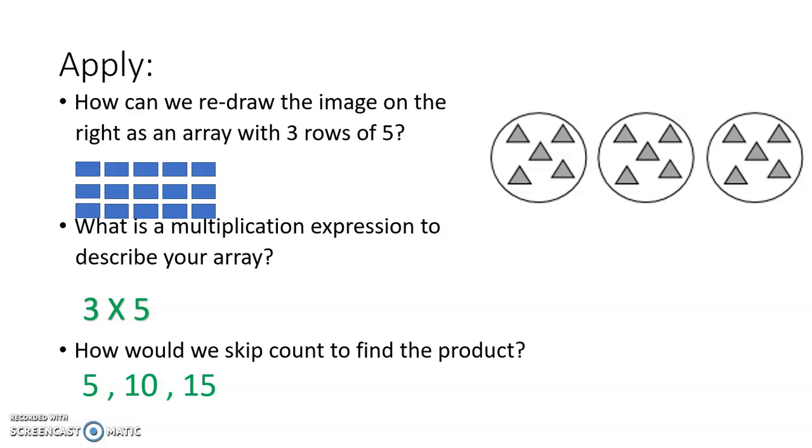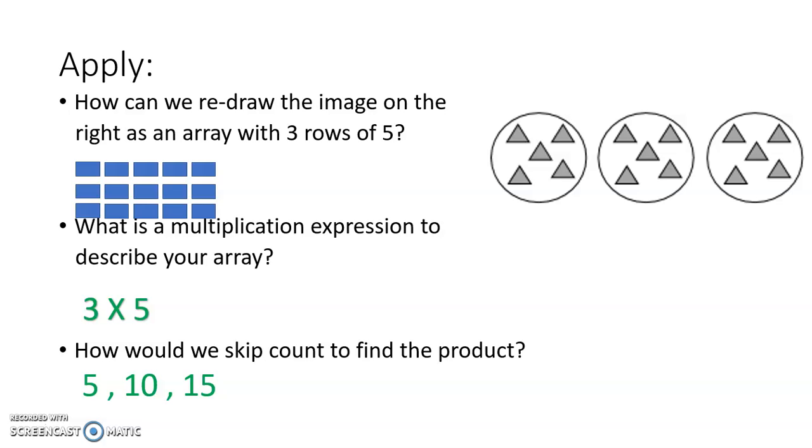Now how can we redraw the image on the right, that's your circles, as an array with 3 rows of 5? Now an array is just simply pictures. I use squares. You could use circles. It's up to you. It's just simply pictures, but not as fancy as a circle with the triangles. It's just simple pictures. We don't want to take a lot of time. So I used rectangles or squares. You could use circles if you'd like. You want to keep it as simple as possible.